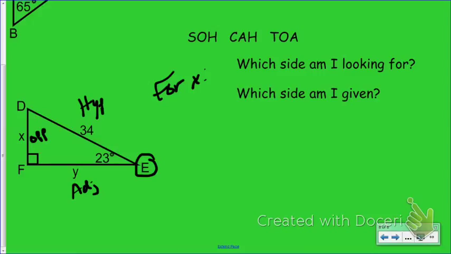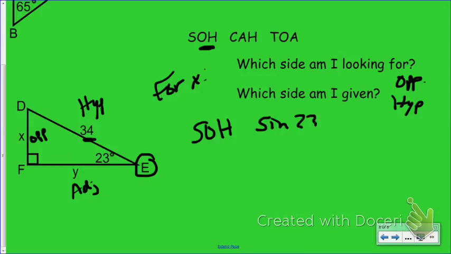Okay, so which side am I looking for? I'm looking for the opposite. Which side was I given? Well, the number I was given was the 34, so I was given the hypotenuse. So in this case, I'm going to use SOH, because that's the one that has the O and the H. So I set up my equation, sine, you put the degrees, 23, equals opposite over hypotenuse. So x over 34.